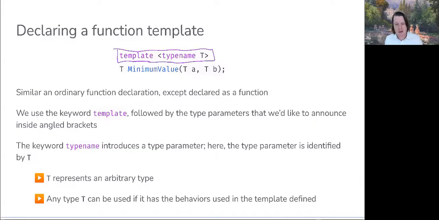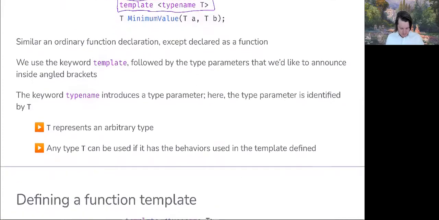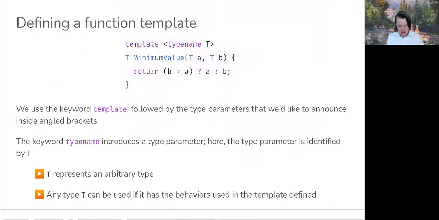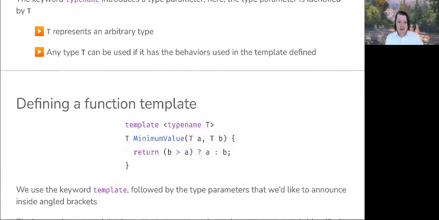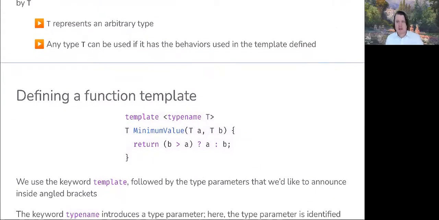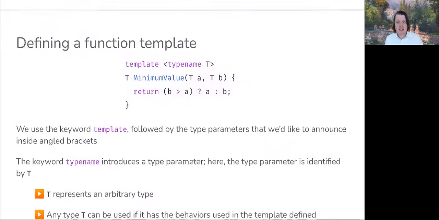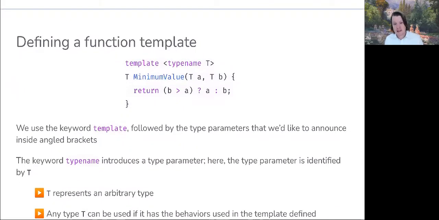T, in this case, will represent some arbitrary type, and any type T can be used to actually instantiate this function template as long as the behaviors that are being used within the definition of this function template are defined for the type that's being used to fill in the placeholder of T. So the definition of our function template is going to look very similar. Instead of our semicolon terminated declaration, we'll have after the parameter list some curly braces to introduce a function body, which will actually contain the definition of what minimum value is supposed to do.